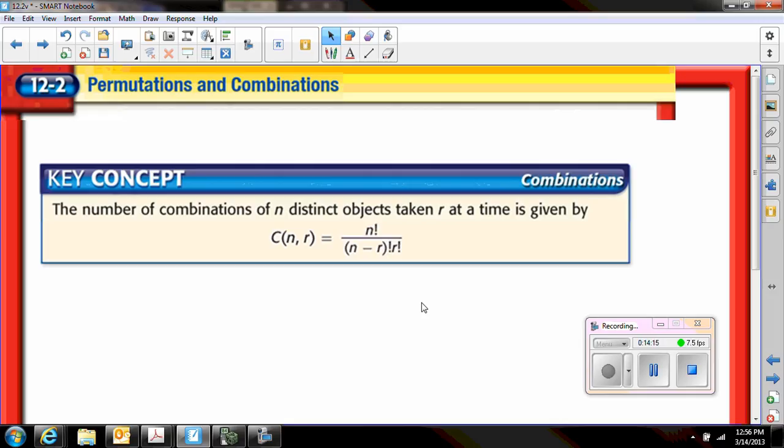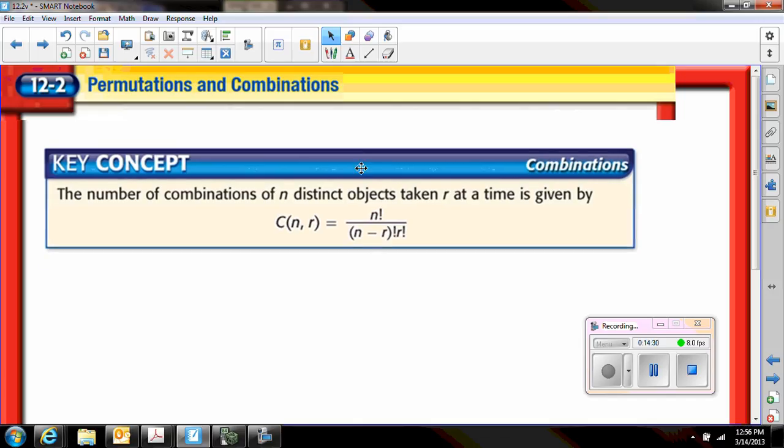In a combination, a group of 5 is one group of 5. But in a permutation, you can take that group of 5 and order them different ways. In fact, you can order them 120 different ways. So permutations are always bigger than combinations.